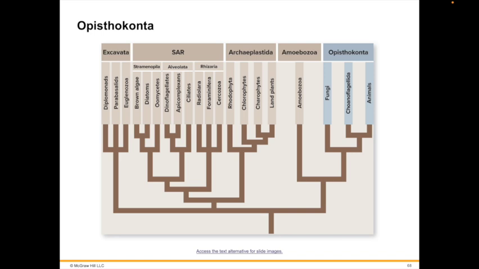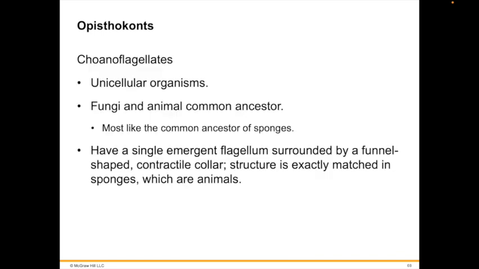Now to Opisthokonta. Colonial choanoflagellates are structurally similar to freshwater sponges, and molecular similarities have been found. Fungi and animals are more closely related to each other than to plants because they share a common ancestor, which leads them to be grouped as the Opisthokonts. And as I mentioned, of particular interest are the choanoflagellates, the unicellular organisms that are most like the common ancestor of sponges, and indeed all animals.